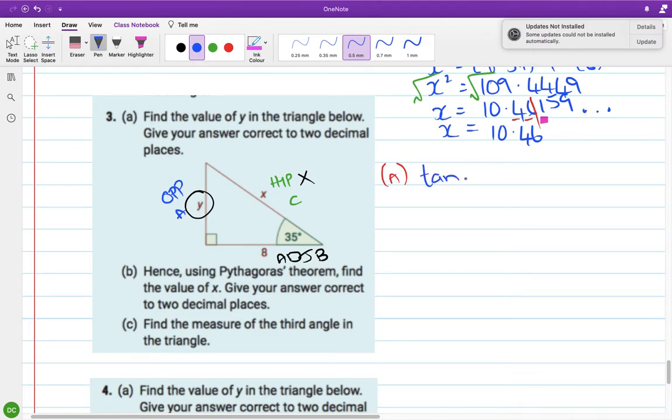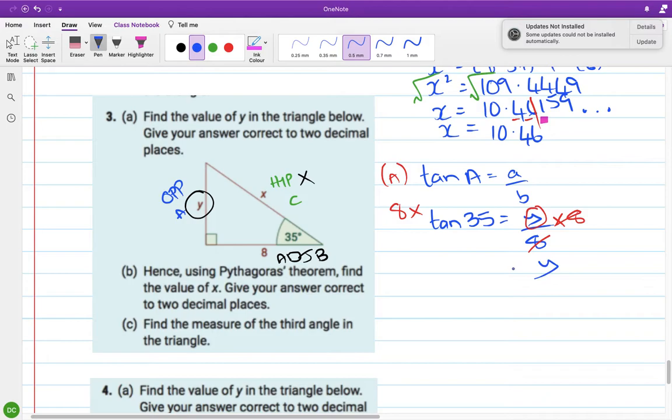So the tan of the angle equals A over B. The tan, the angle is 35, equals A, which is y, over B, which is 8. Same thing, trying to isolate the y, it's been divided by 8, so we need to do the opposite, which is to multiply by 8. And multiply by 8 and then divided by 8 take each other out. But if you multiply by 8 on this side, you need to multiply by 8 on this side.